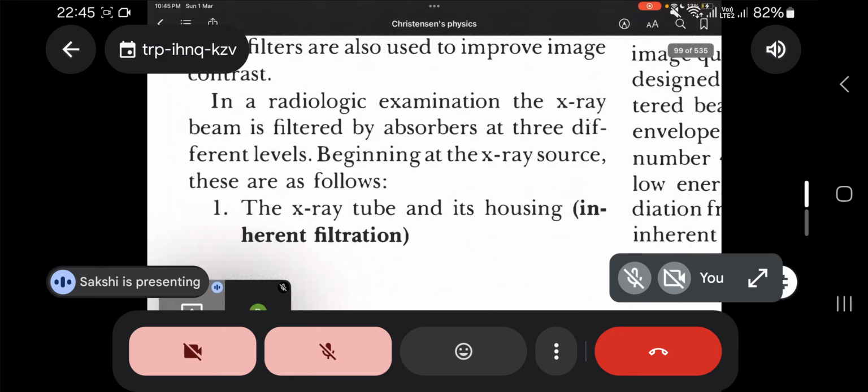So basically, in a radiological examination, what is happening? The X-ray beam is filtered with the help of absorbers at three different levels. First is inherent filtration. What is included in inherent filtration, Harsha?